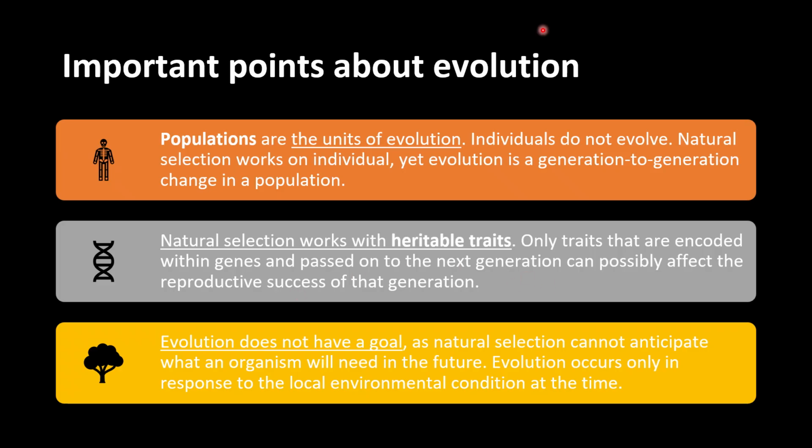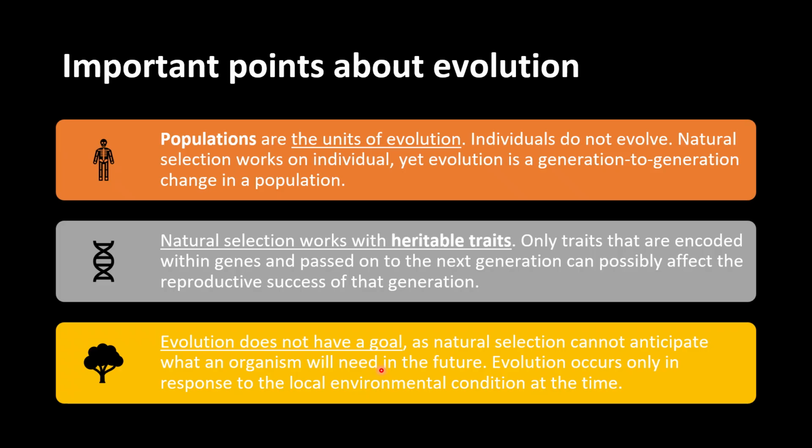So learned behaviors aren't necessarily passed down, right? And lastly, and probably the most important concept that you need to establish about evolution is that evolution doesn't have a goal. A population doesn't evolve to be stronger, better, or smarter because the environments are always changing. You never know what you're going to get. Natural selection can't anticipate what an organism will need in the future.